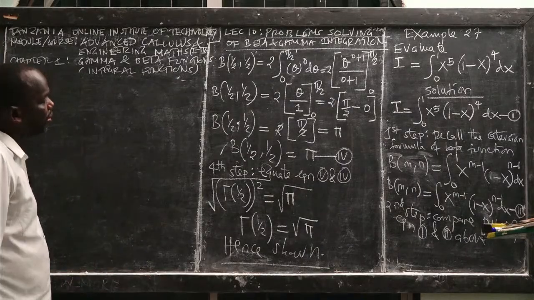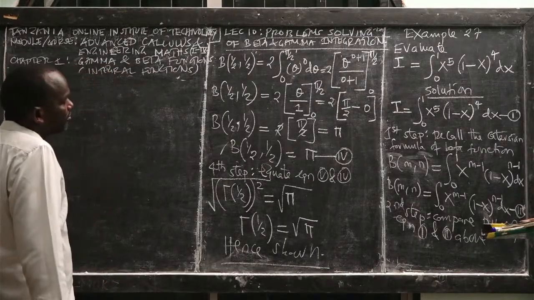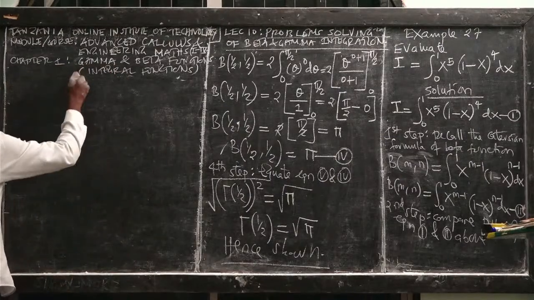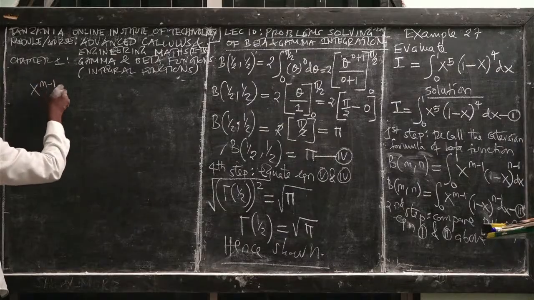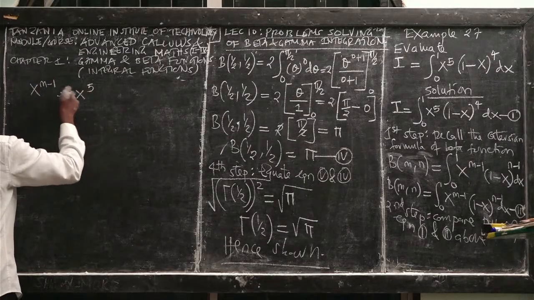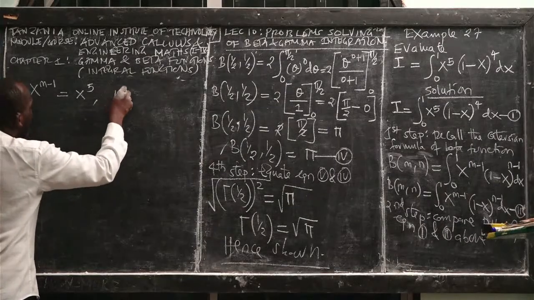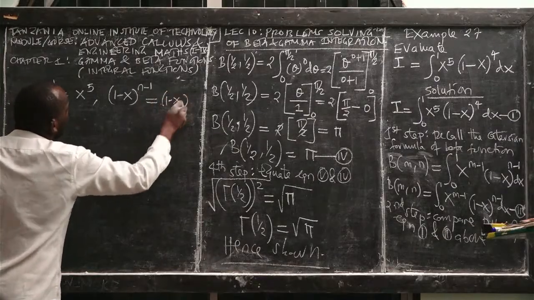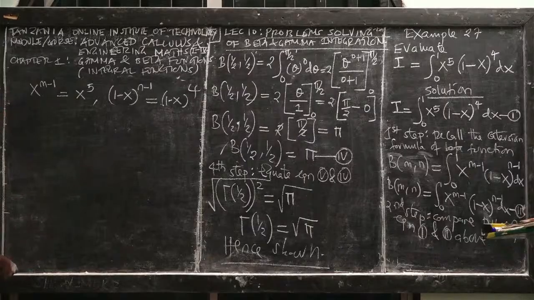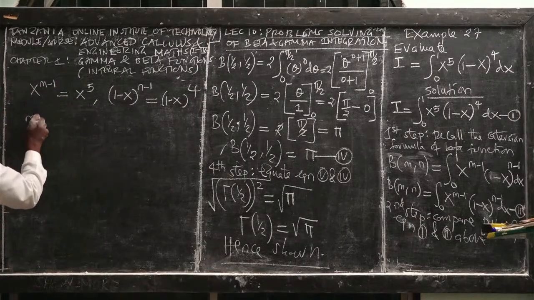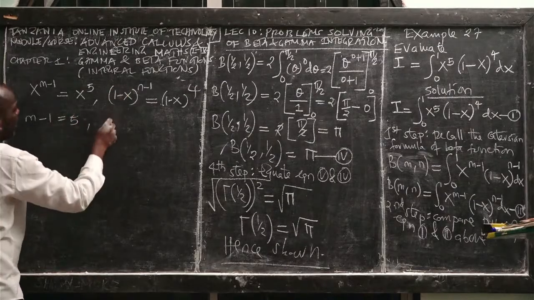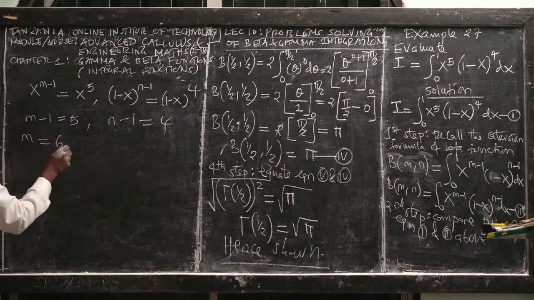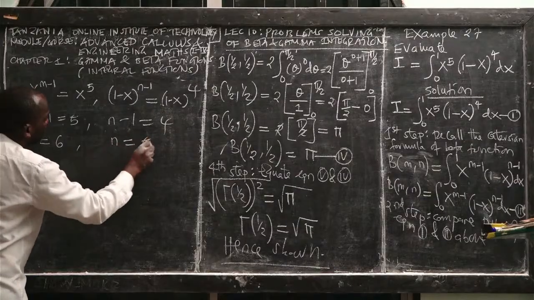So if you compare it, we compare x power m minus 1 with x power 5. Also, we have 1 minus x power n minus 1, we compare with 1 minus x power 4. dx and dx cancel. So same base, compare exponent. m minus 1 is equal to 5, and here n minus 1 is equal to 4. So make m the subject, m is equal to 6. Make n the subject, n is equal to 5.